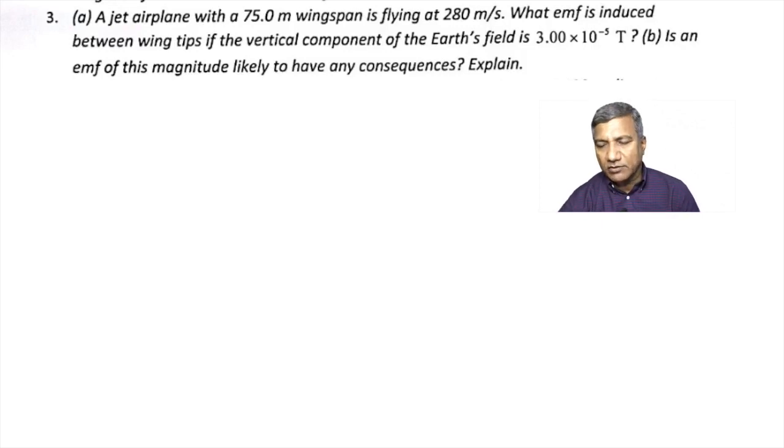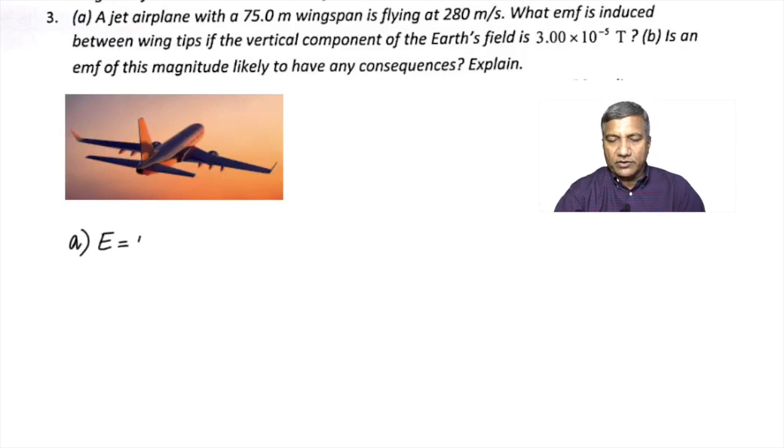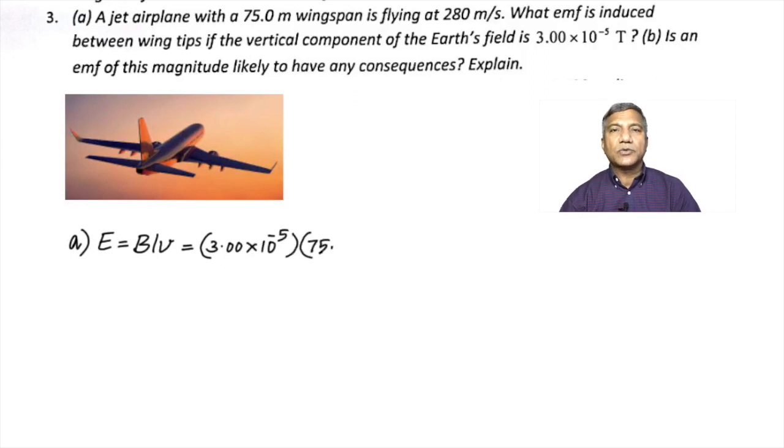And in order to calculate this, the formula is B times the length times the velocity. So all those three terms are given. The vertical component is what you mean by B, and that is given. And then you have the length in meters, and the speed is also given in meters per second. So all the units are consistent, and we get 0.630 volt.